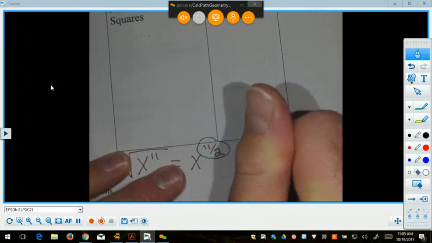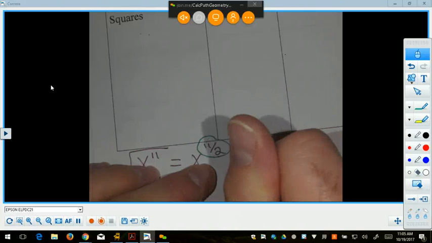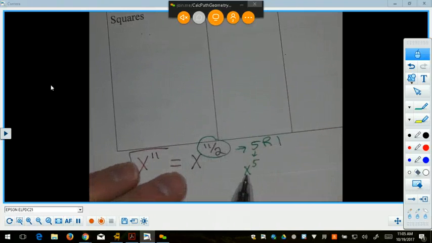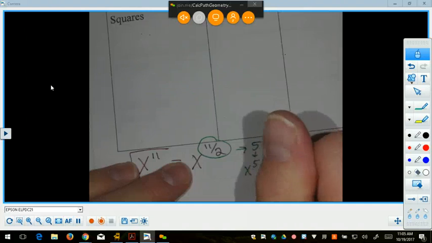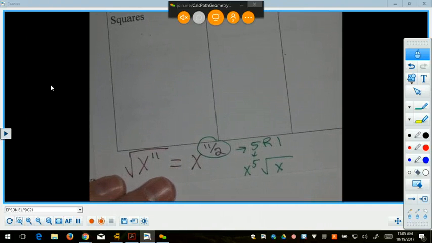5, with a remainder of 1. What this means is 5 factors of x will escape. 1 factor of x will remain under the radical.